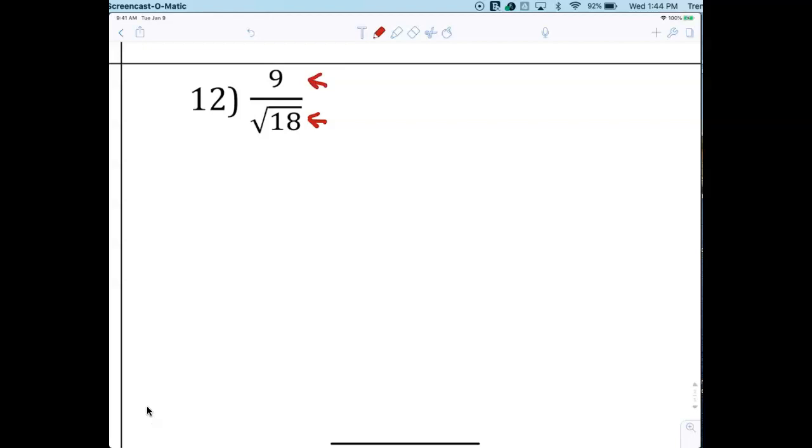But what do we know about radical 18? Square root of 18 is 3 radical 2. How do I know that? Because 9 times 2 is 18. Square root of 9 is 3. So, again, I want to write this 9 over square root of 9 times 2, 9 over 3 radical 2.